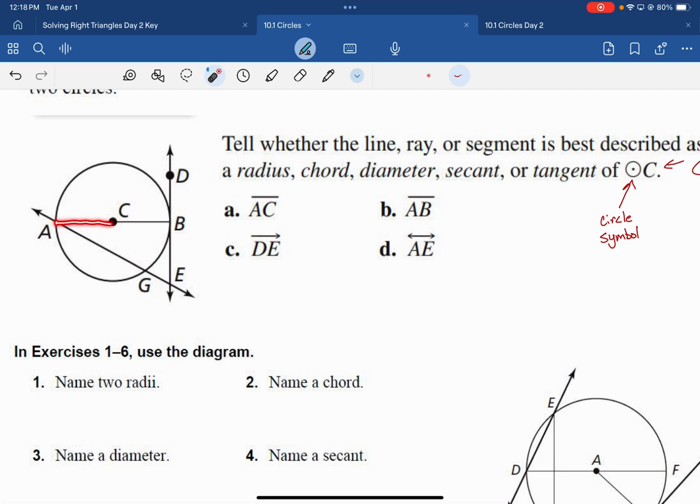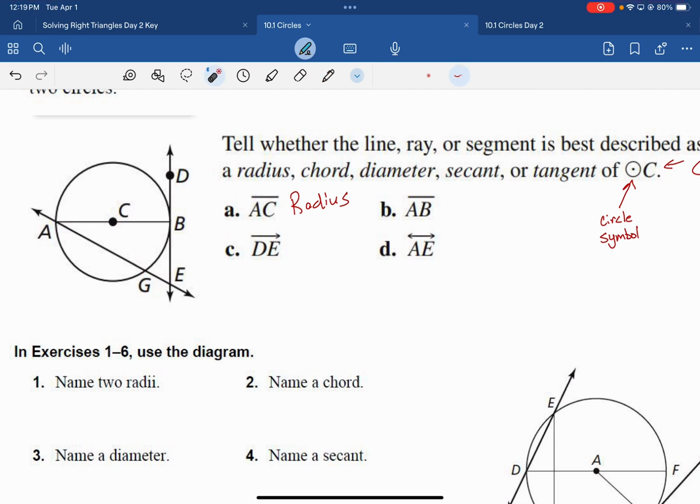Class, do y'all think that's a radius, a chord, diameter, secant, or tangent? Radius, right? It goes from the center to the edge. That's a radius. So let's label it radius. And a radius will always be a segment, right? It has a definite starting point and a definite end point. Okay?